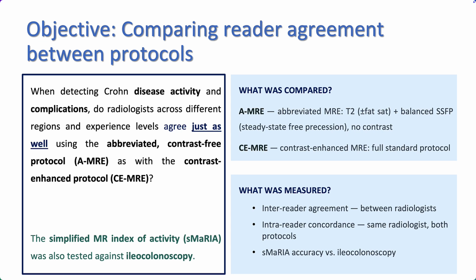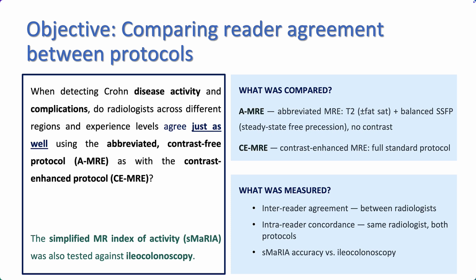To answer that, the investigators compared two protocols for detecting Crohn's disease activity and complications. One is abbreviated and contrast-free, called AMRE, and the other is the full contrast-enhanced protocol called CMRE. There are two main endpoints. The first is inter-reader agreement, which means, do different radiologists agree with each other? The second is intra-reader concordance, meaning, does the same radiologist make the same call on both protocols?